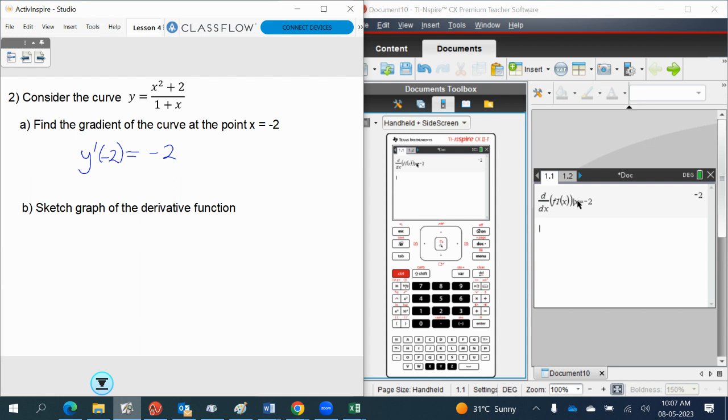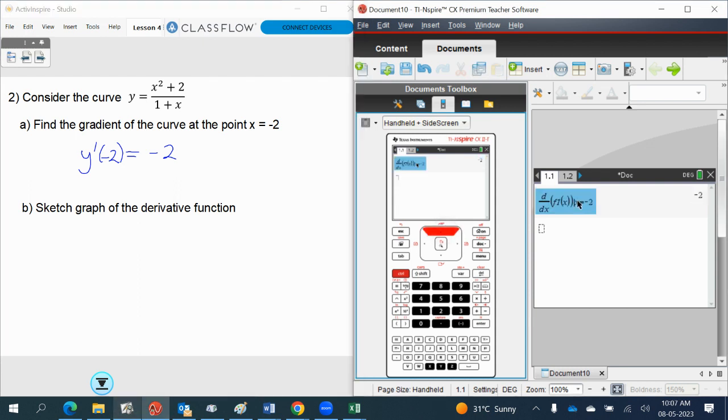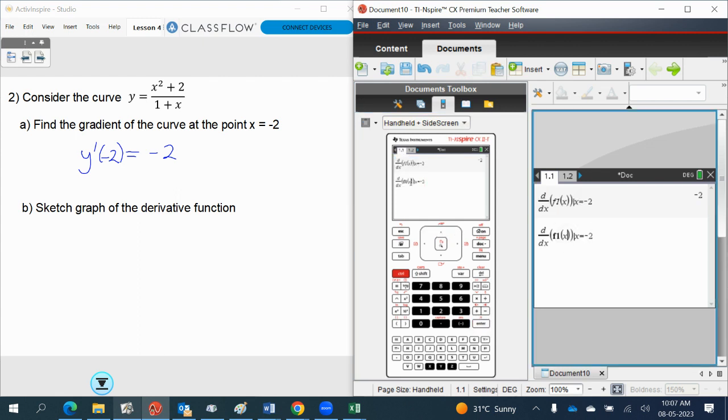Let's try a different value just to make sure I'm not getting anything strange. Let's try negative 3.